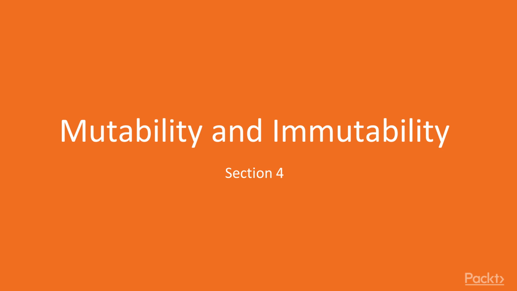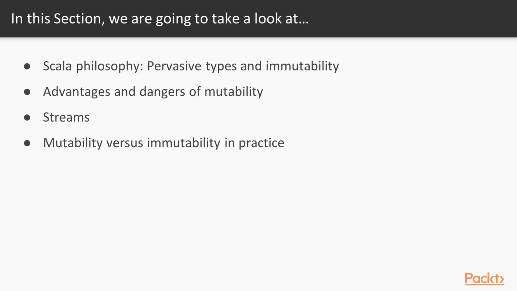Welcome back. In this volume, we'll be talking about mutability and immutability. We'll start by talking about the Scala philosophy regarding pervasive types and immutability. Then we'll talk about some of the advantages and some of the dangers of mutability itself. Then we'll talk about streams, which are in a sense both mutable and immutable at the same time. And lastly, we'll talk about using mutability versus immutability and making decisions between them in practice.